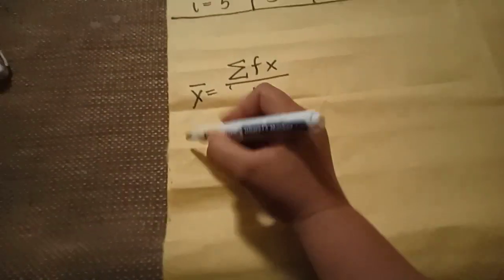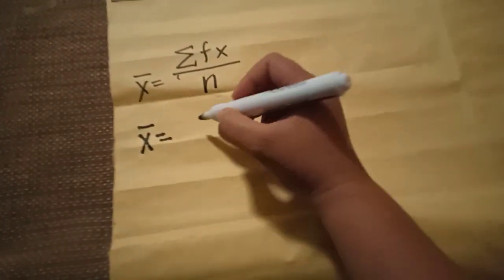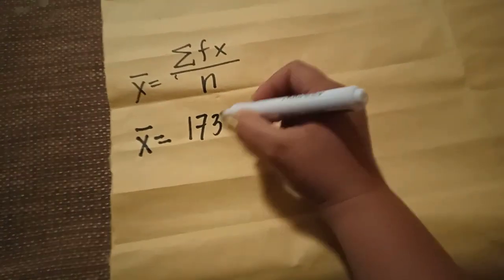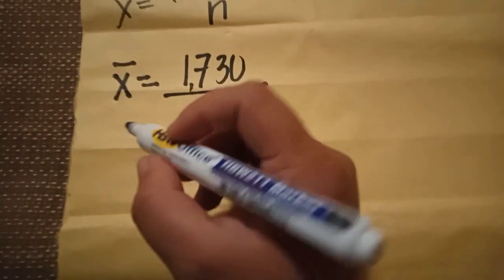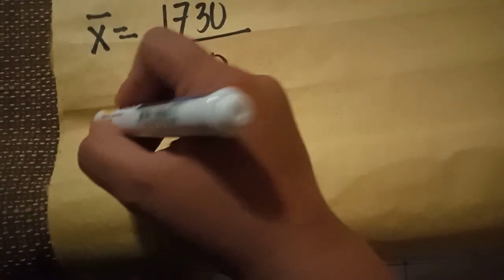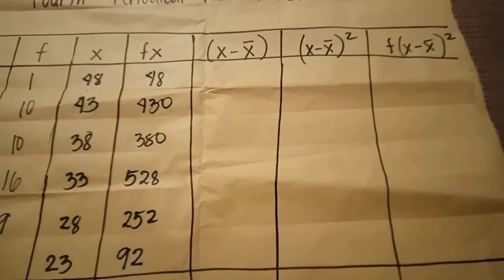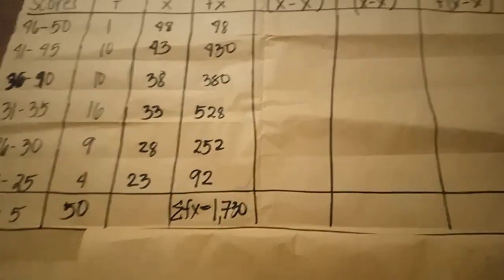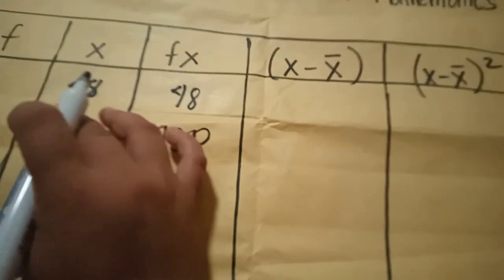And now let's proceed to the substitution. Our mean is equal to 1730 all over 50. And that is equal to 34.6, our x bar. Now that we have determined our class mean, which is 34.6, we're going to substitute the value of x, the first row.